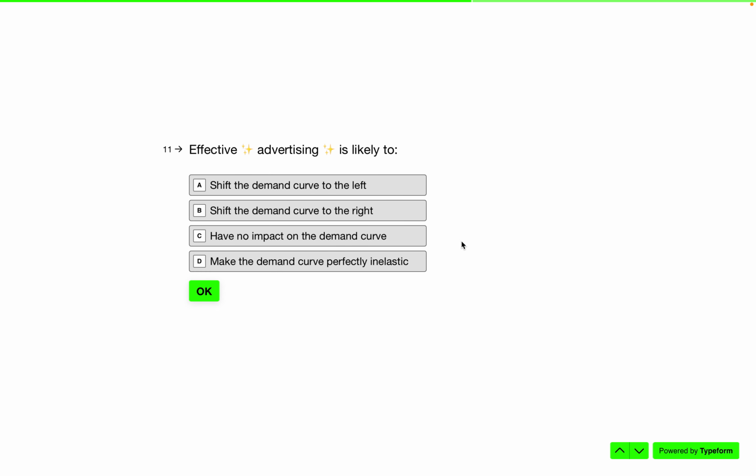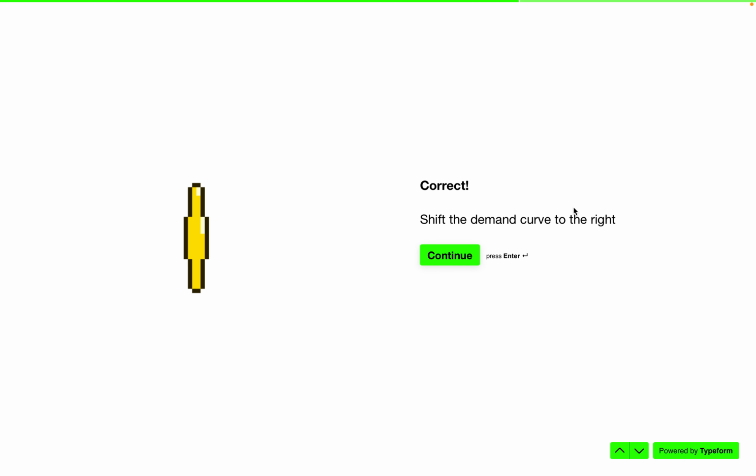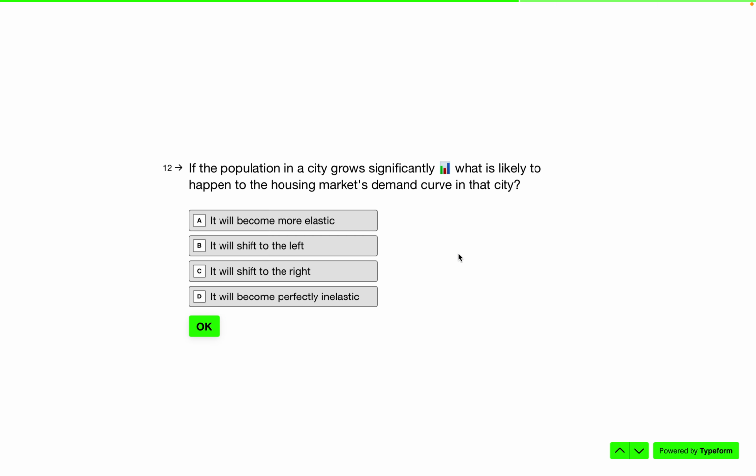Effective advertising is likely to shift the demand curve to the right, right? If you sell tomatoes and then you put a big sign up that says, hey, we got tomatoes, and you do some funky graphic design, look at that. Your demand curve for tomatoes increases.